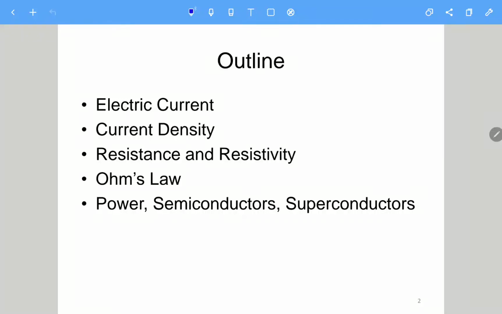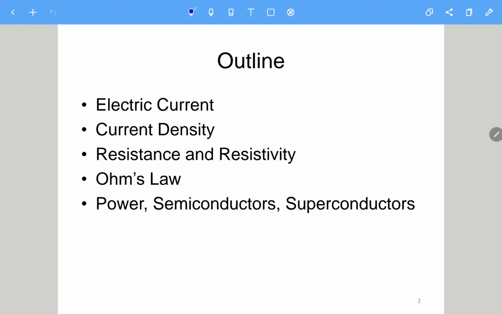So this is the outline of chapter 26. We will introduce the electric current, although you should know what a current is. We'll also introduce current density, resistance and resistivity. And we'll talk about Ohm's law. You probably should have learned it in high school physics. And also we'll talk about power and slightly talk about semiconductors and superconductors.